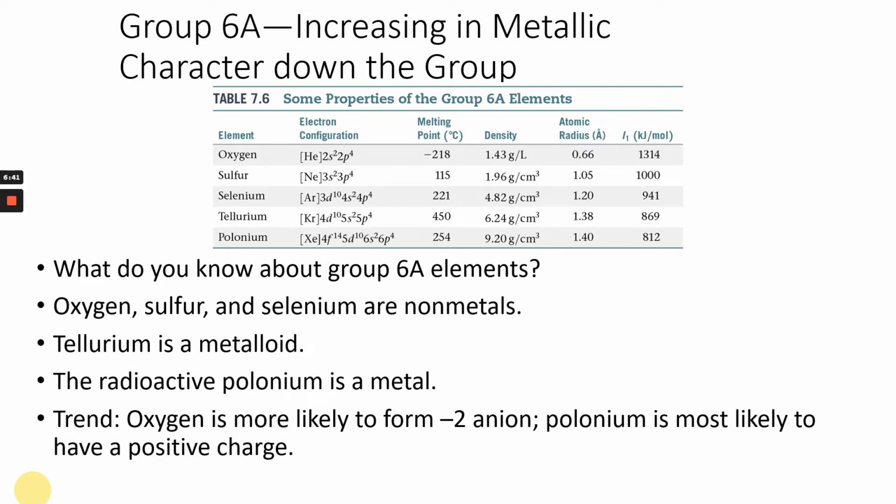Oxygen is more likely to form a -2 anion, and polonium is more likely to have a positive charge. So it's kind of weird. You have a mixture of everything in this family. But as you go down the group, you get more metallic.